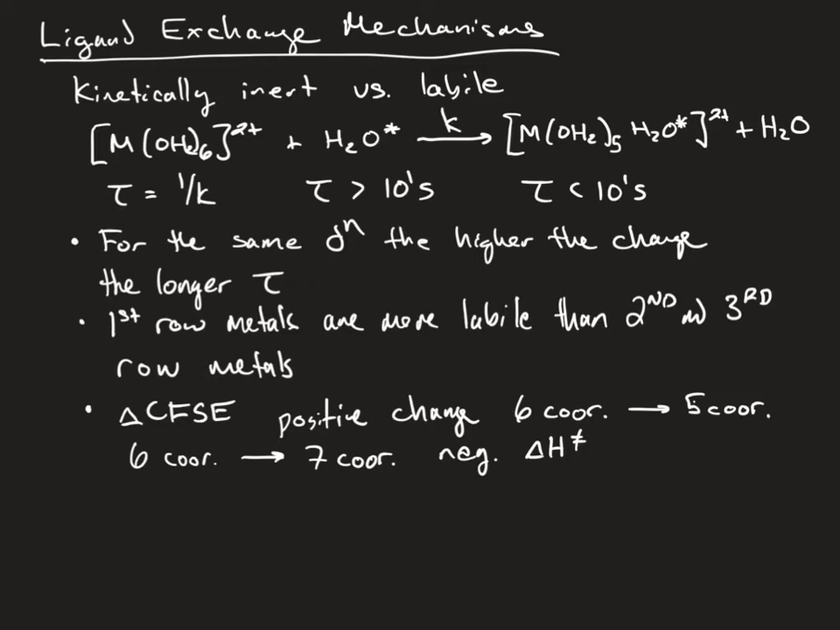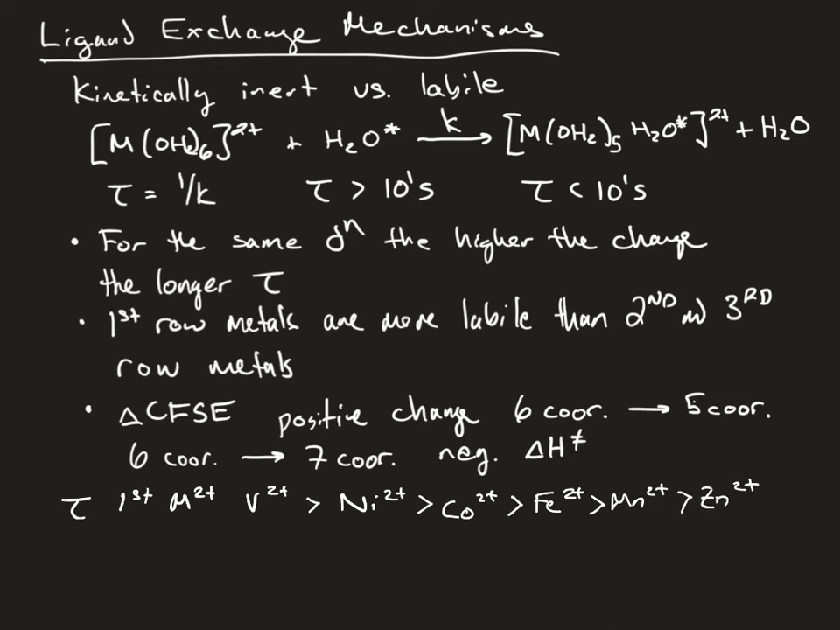If we examine tau for the water exchange for your first row M2+ hexaaqua species, what you find is that vanadium 2+ is the most stable, followed by nickel 2+, cobalt 2+, iron 2+, manganese 2+, zinc 2+, chromium 2+, and copper 2+.